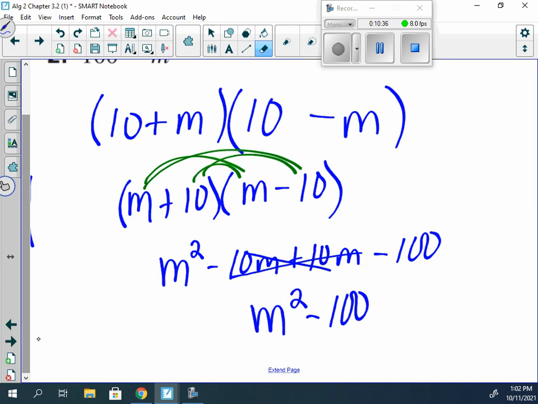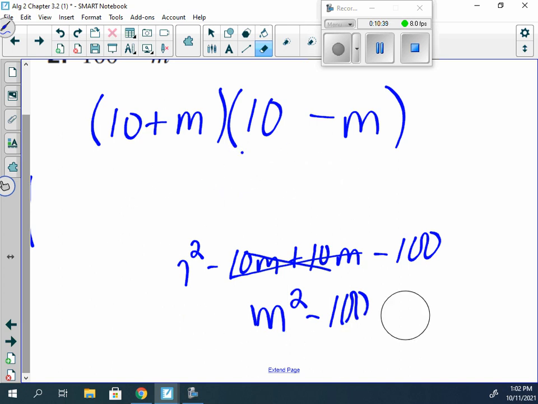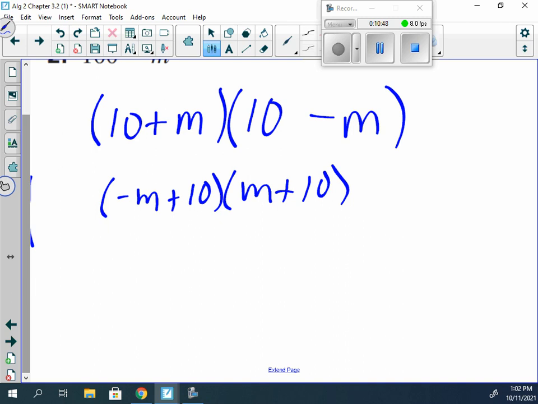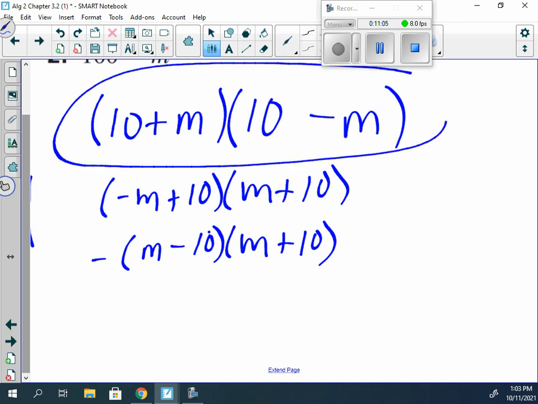Now, could we have gotten it so that m was in front? Well, yes. To rewrite that, we would have negative m plus 10 times m plus 10. I'd have to have that m negative. Now, we could factor it out and say negative, parentheses, m minus 10 times m plus 10 to factor that negative out. But that right there is fine. We don't have to have m first. It's nice to have it first, but it's not always necessary. We can have it second. Questions on this here?